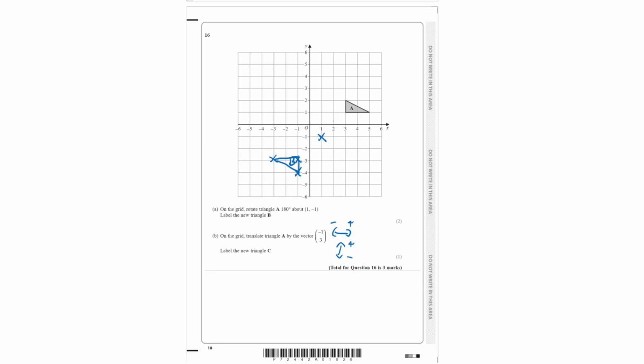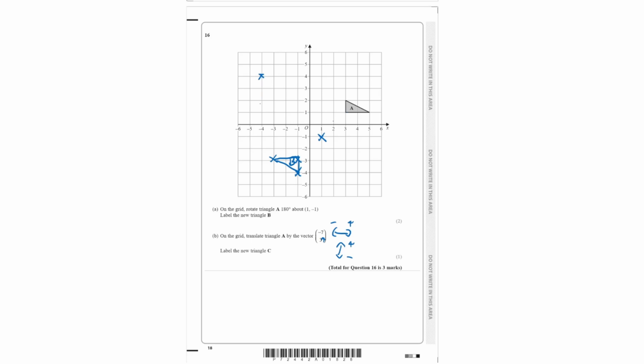So let's start with the vector horizontal, which is -7. That means we have to move to the left 7 times. We have to go 1, 2, 3, 4, 5, 6, 7. And then notice how it says 3 positive. So that means up. So we have to go 1, 2, 3. So we can put a cross here.